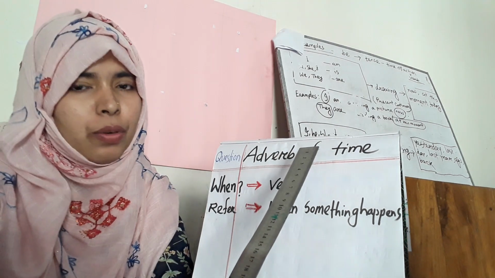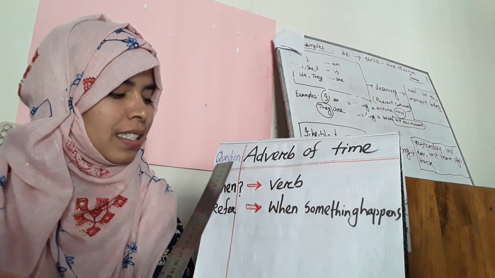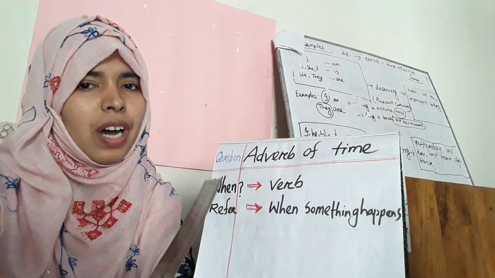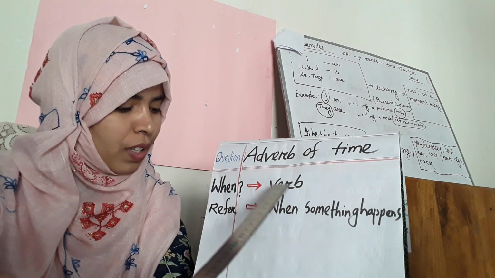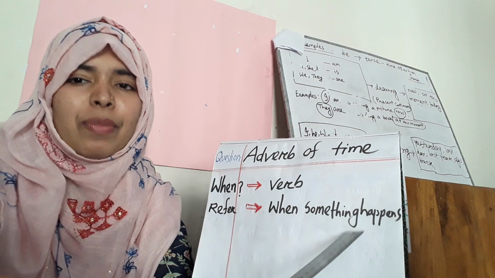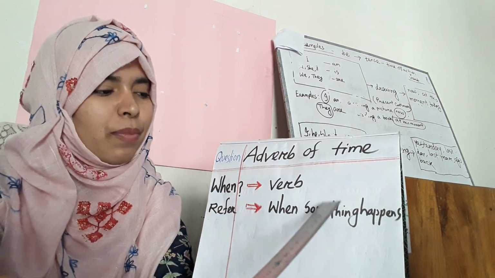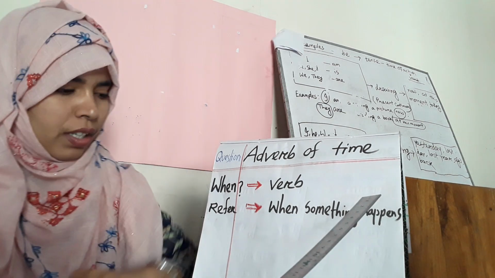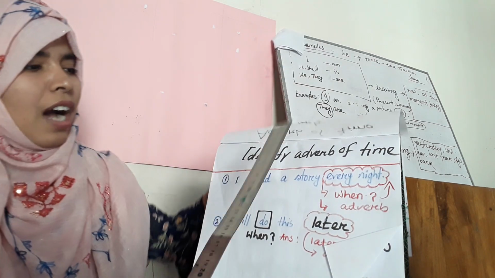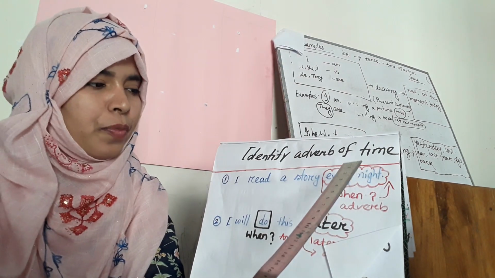How do I find out adverb of time? We have to ask when to the verb, and it refers to when something happens. Okay. Now see, how to identify adverb of time?